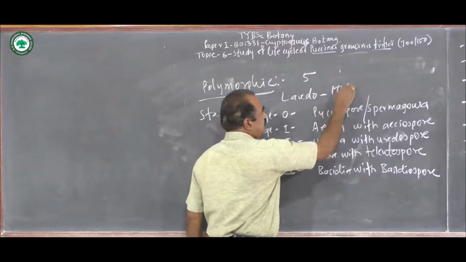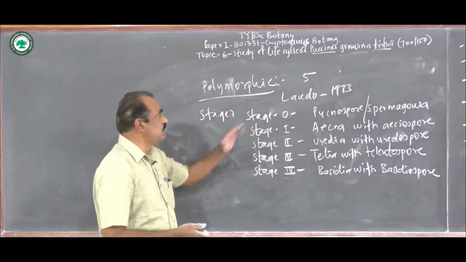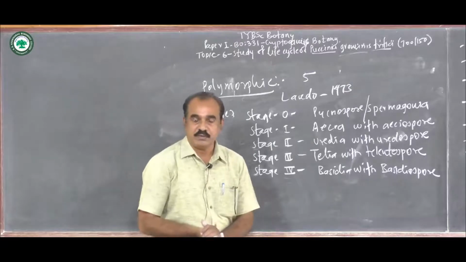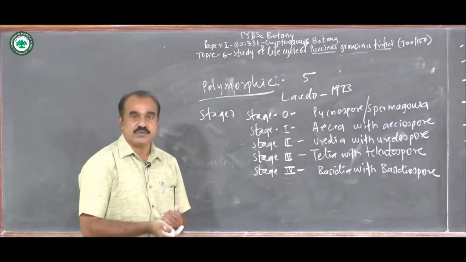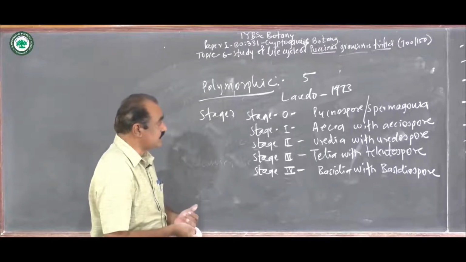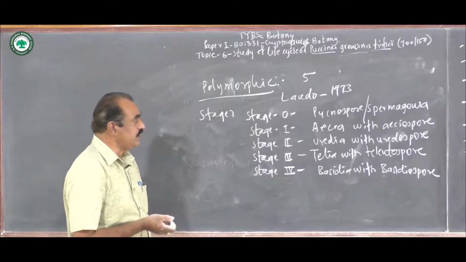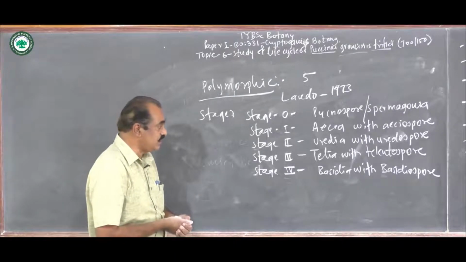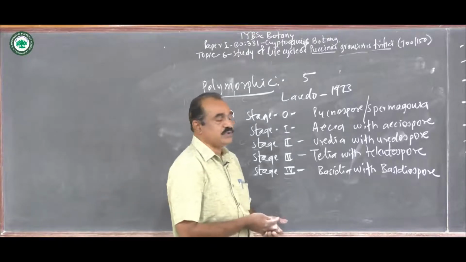Now according to him, the first stage, which is called stage 0, is the pycnospore or the spermagonia. Then stage 1 is the Aecia with the aeciospore. Stage 2 is the Uredia with the uredospore. Then stage 3 is the Telia with the teliospore. And the last stage, stage number 4, is called the Basidia with the basidiospore.